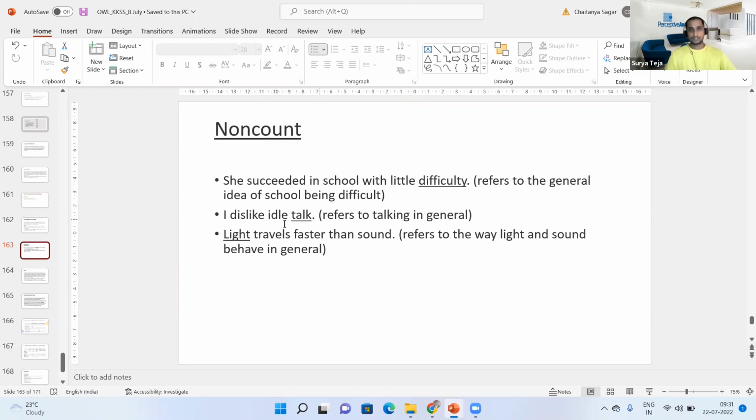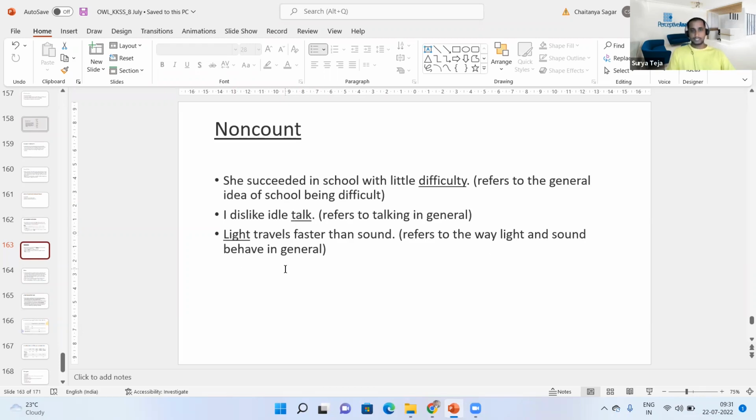I dislike idle talk. What the person is saying is that they dislike idle talk, basically the talks which are not worth the time, the useless talks. In general, they are saying that they don't like these things. They are not talking specifically about any particular incident or situation; they are basically talking about their characteristics. Here it is being used in general, so talk is used in a non-count sense. The non-count noun is used in a non-count sense, and that is why we have not pluralized it.